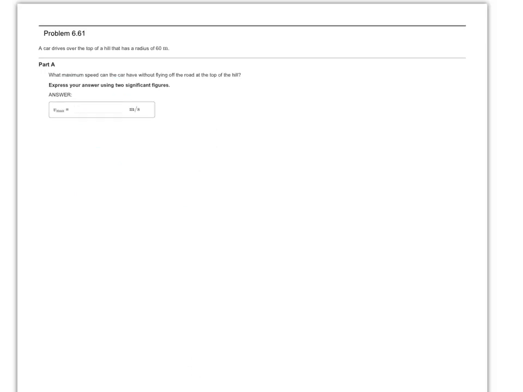For this next one, we have a car driving up over a hill, and the hill has a radius of 60 meters, so it looks something like that. It's a curved hill, and we have the car there at the top of the hill, so the car is going up and over the hill like that. We want to know the maximum speed the car can have without flying off the road at the top of the hill.